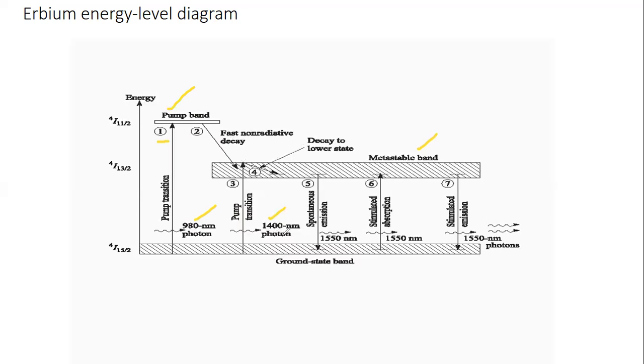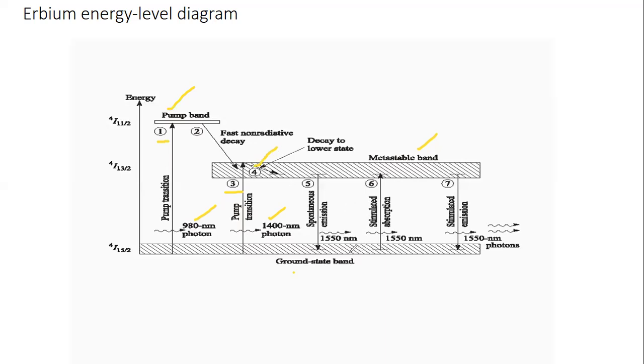Again, when we are supplying a 1480 nanometer photon, there is a pump transition of electrons from the ground state to the metastable band. This is represented by 3. In the first, there is a transition from ground to pump band. In the third transition, there is an excitation of electrons from the ground state to the metastable band. Again, from here, electrons decay to the lower state. This is shown by transition 4.